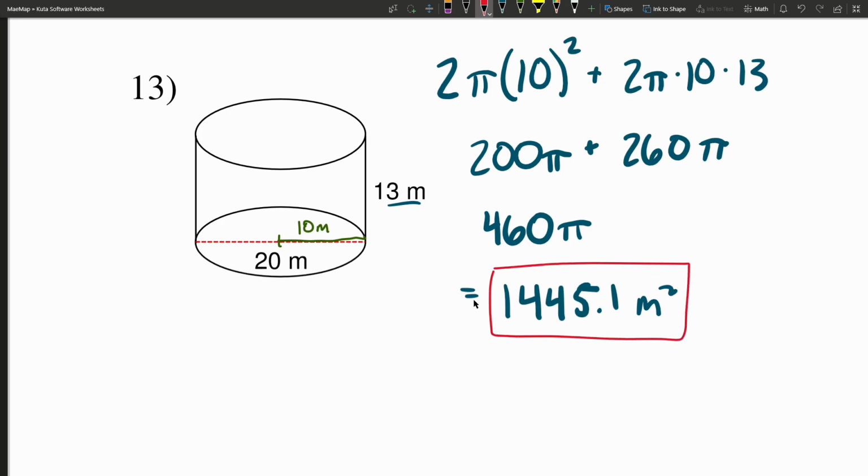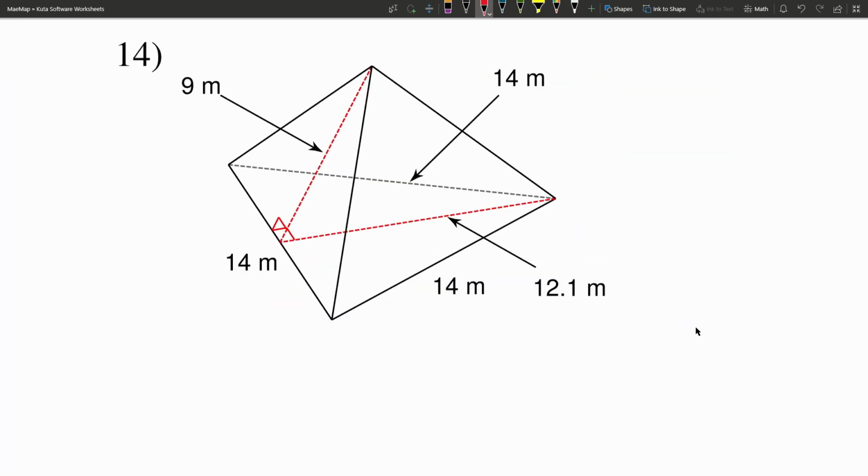Let's move on to number 14. 14, we have that pyramid where our triangle is the base. Again, like before, our base has all the same side length, 14, 14, and 14, which means that single base accounts for one side, and then the other 3 sides will all be the same. So we're going to calculate the area of our triangular base and then add it to 3 times the area of one of the other sides.